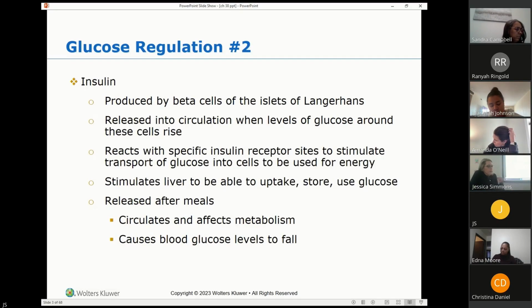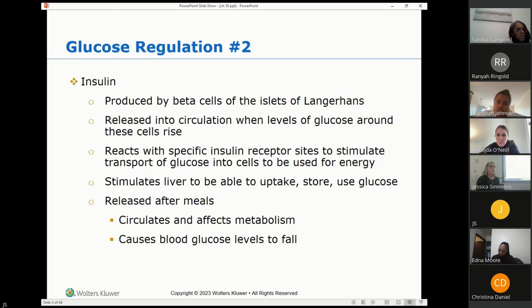So insulin is produced by beta cells of the islets of Langerhans. It's released into circulation when the levels of glucose around these cells rise. It reacts with specific insulin receptor sites to stimulate the transport of glucose into the cells to be used for energy. It stimulates the liver to uptake, store, and use glucose. When glucose is stored within the liver, it is called glycogen. When glycogen is used in the liver, it is called glycolysis.